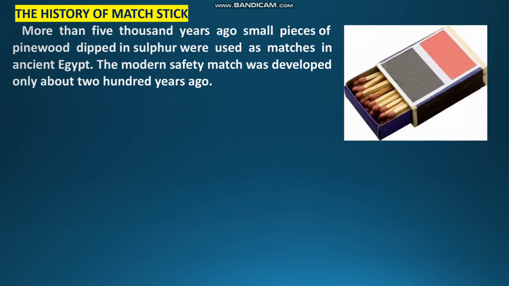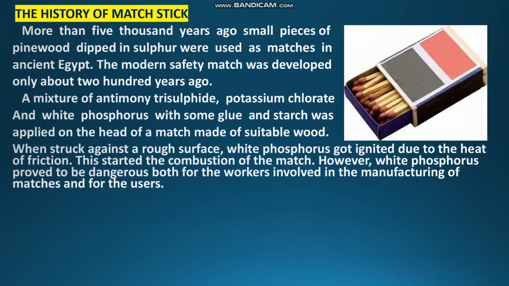Next, let us see the history of the matchstick. More than 5,000 years ago, small pieces of pine wood dipped in sulphur were used as matches in ancient Egypt. The modern safety match was developed only about 200 years ago. So let us see how the matchstick was made earlier. A mixture of antimony trisulfide, a chemical, and potassium chlorate and white phosphorus with some glue and starch was applied on the head of a match made of suitable wood.